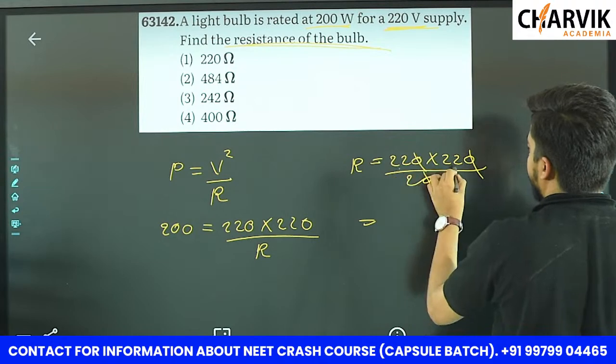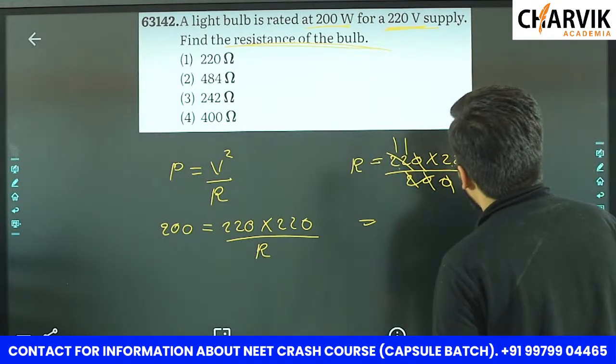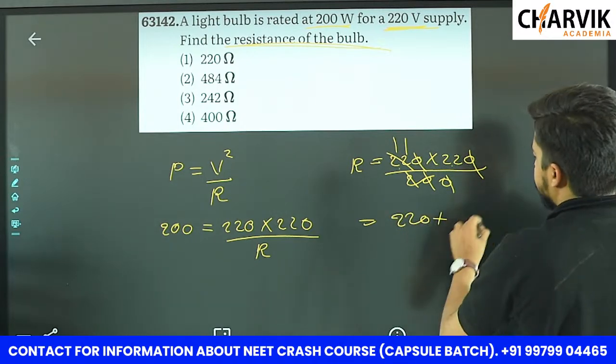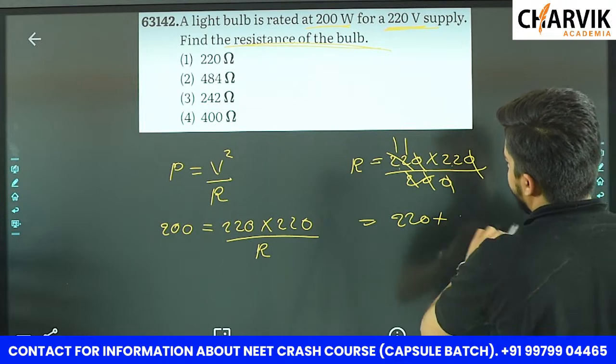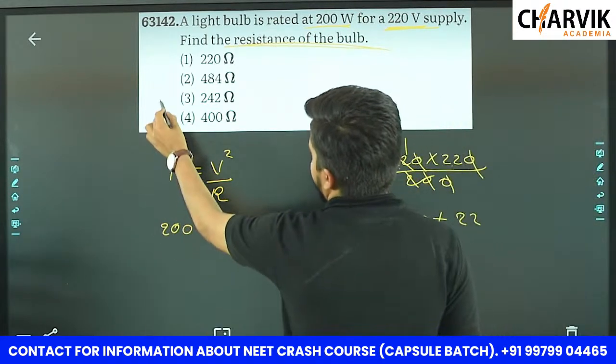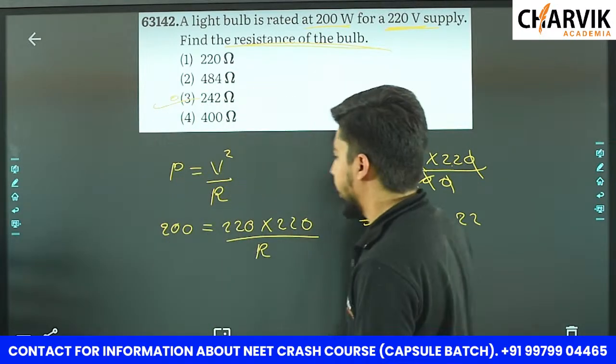Just do it. 22 into 22 divided by 2, which becomes 11 into 22, and 11 into 22 is 220 plus 22. Yes, so it becomes 242. Yes, it is given in the third option, 242, which is your correct answer.